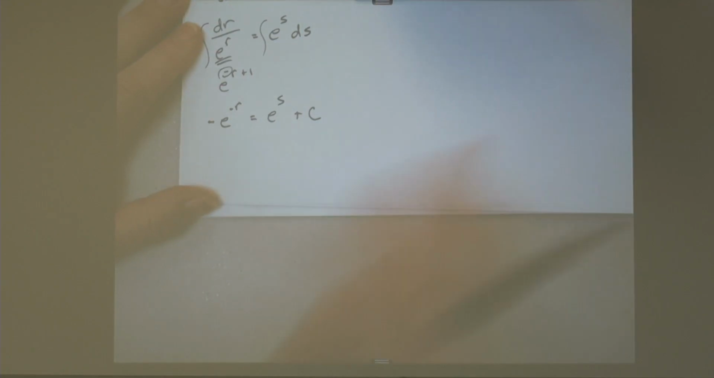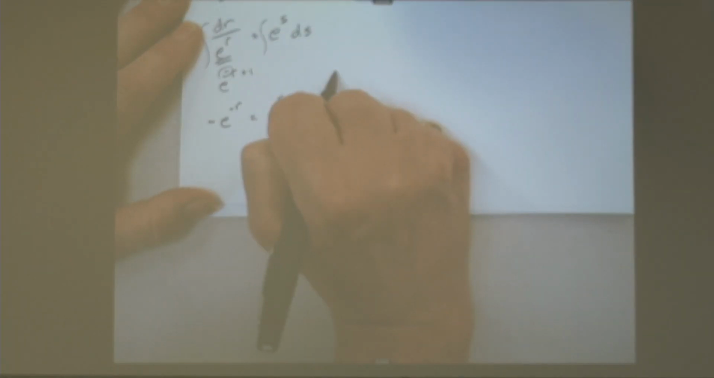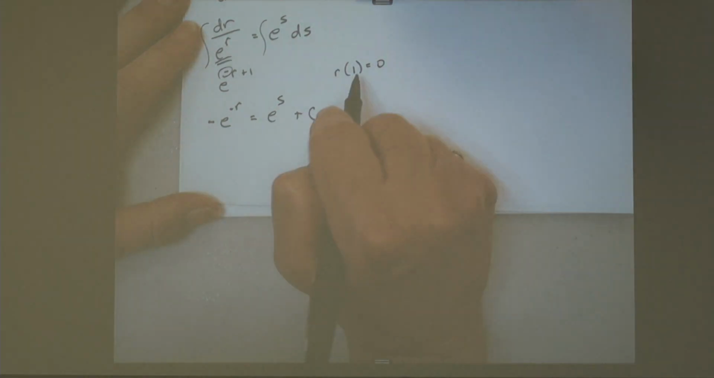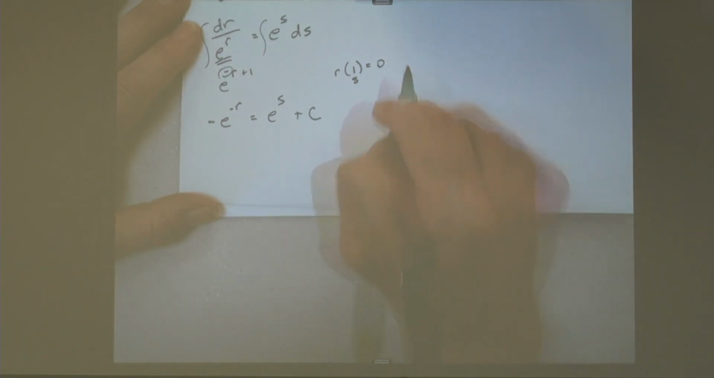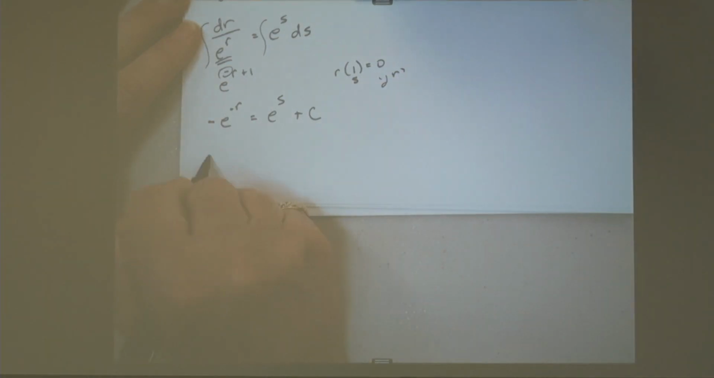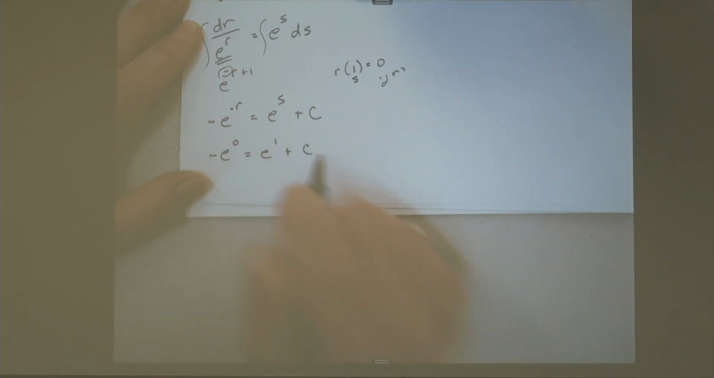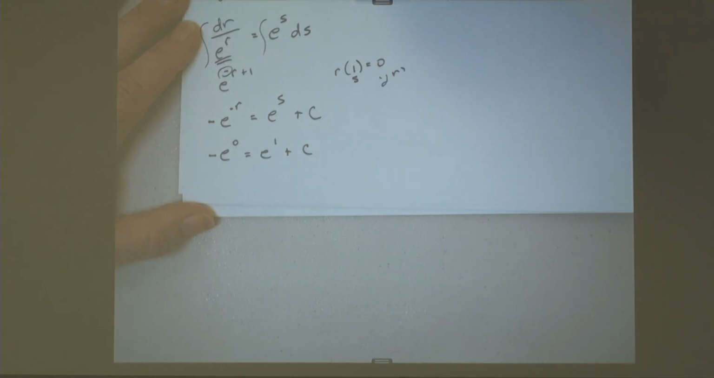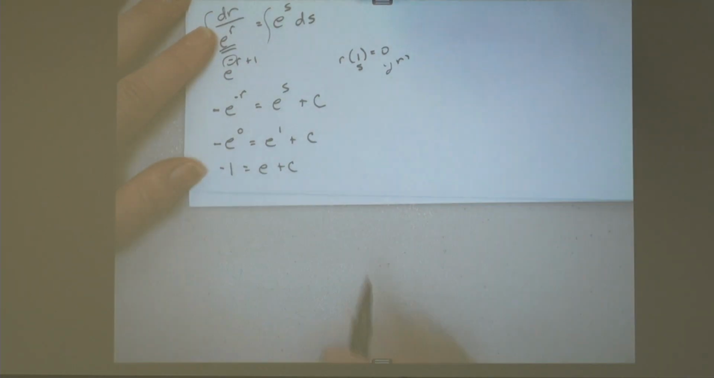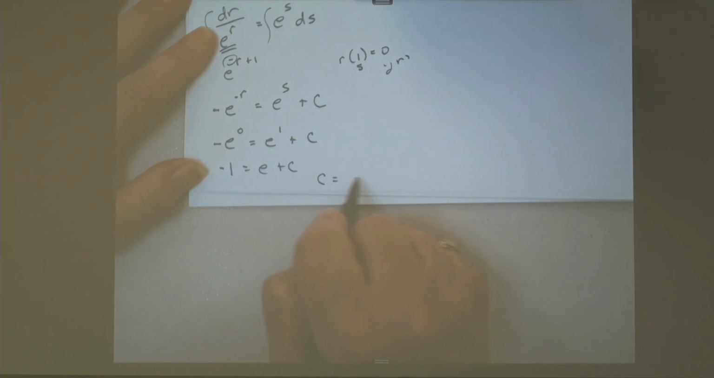Okay, they've given us the situation that r of 1 is 0. So again, this is my x, my s, and this is my y, or my r. So I've got negative e to the 0 is e to the 1 plus c. Well, any number to the 0 power, of course, is 1, and it equals e plus c. So my constant in this case is, let's move that over there, negative 1 minus e.